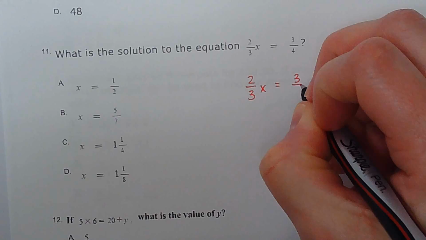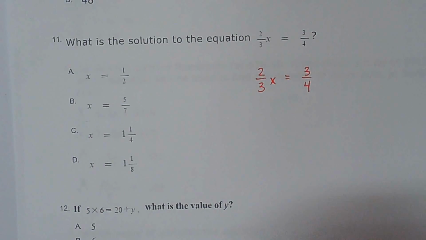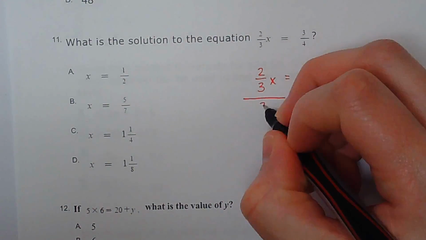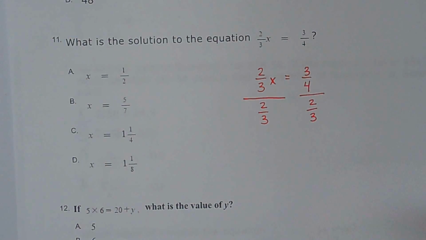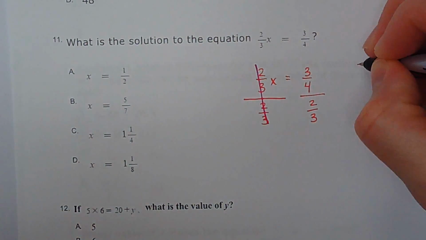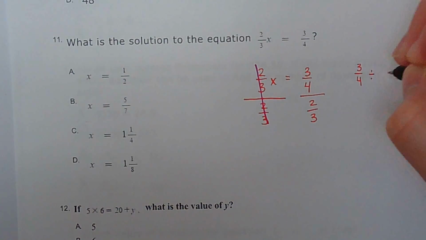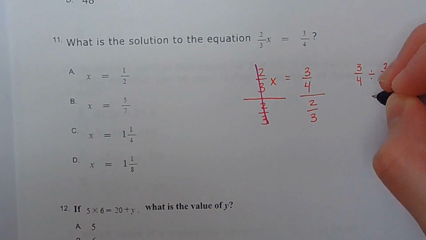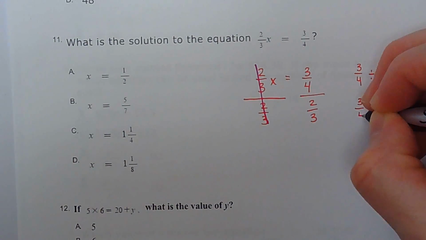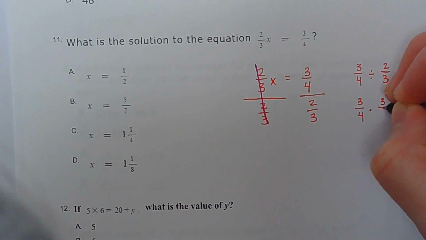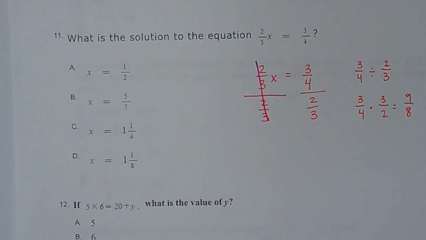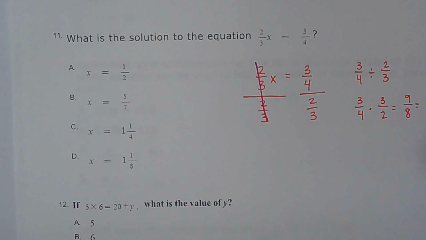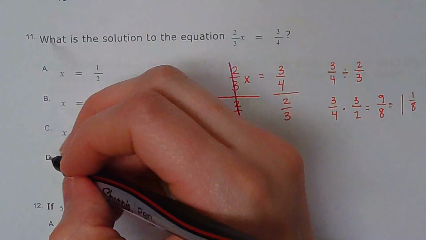equals 3/4. So remember, 2/3 and x are multiplying, so I actually need to divide. So I'm going to draw a big line, divide by 2/3, because you always do the inverse. All right, these two are going to cancel out. I'm going to have 3/4 divided by 2/3. I need to keep change flip, so keep change flip. I would get 9/8. And if we change that to a mixed number, it's 1 1/8, which would be D.